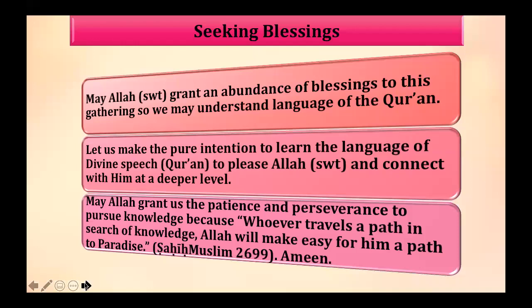Before we begin, I would like to remind myself and you that the main purpose of our gathering here is to learn Arabic to understand the language of the Quran to please Allah. It is our love for Allah that has brought us to His book, so we may understand His speech. We ask Allah that He grant us sincere intention and that He accepts our efforts. May Allah grant us the patience and perseverance to pursue knowledge, because whoever travels a path in search of knowledge, Allah will make easy for him a path to paradise. Ameen.